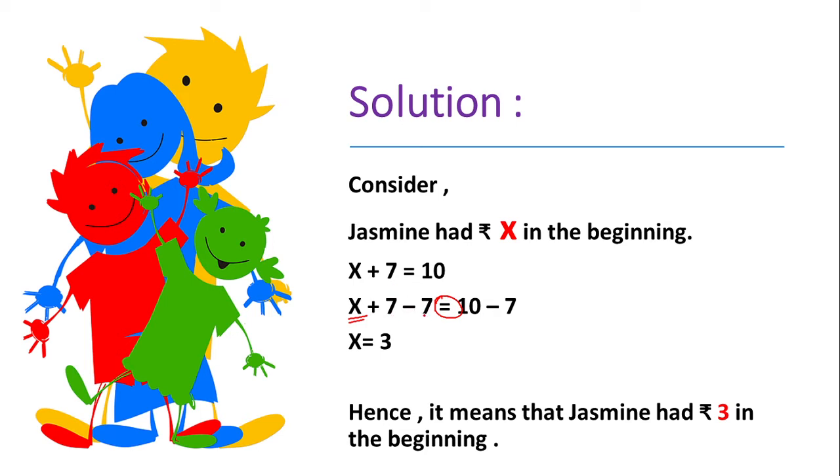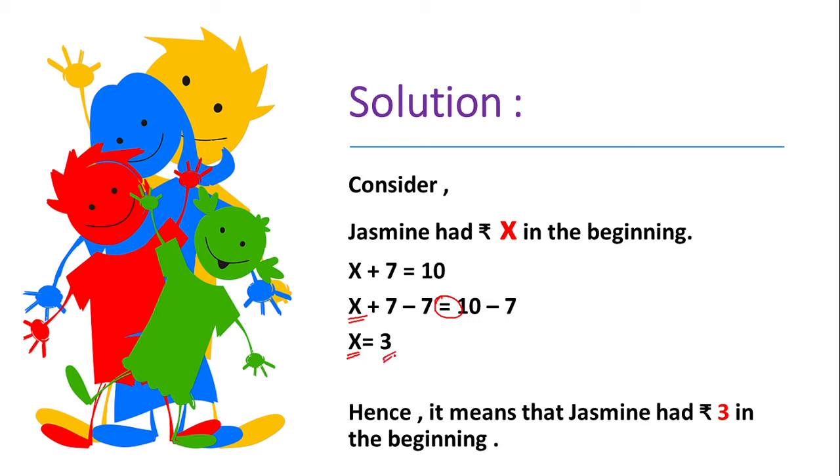Okay, 7 minus 7, and here we will do 10 minus 7. So what will we get at the end? 7 minus 7 will become 0. x plus 0 will become x. And what is 10 minus 7? 10 minus 7 is 3.